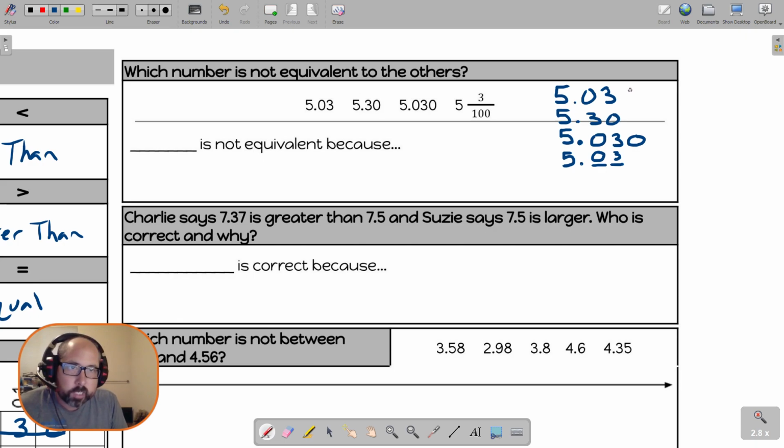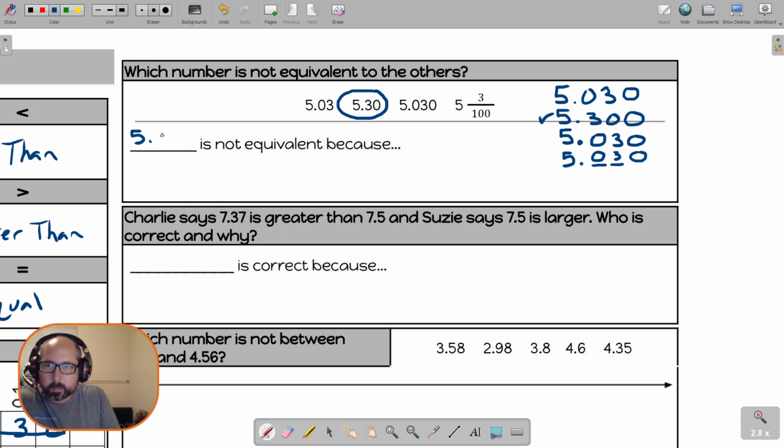Another thing I can do is, without changing these numbers, I can add a 0 so they all have the same number of digits. I'm not changing the value. I'm just saying they have 0 thousandths. Now when I do that, what do we notice? 3 of them are the same, and 1 of them is not like the other. Okay, so that would be this one right here, 5 and 30/100. So 5 and 30/100 is not equivalent, and I'm going to let you give your reason for why that is different. Go ahead and put that in your own words. Write that in the space below.